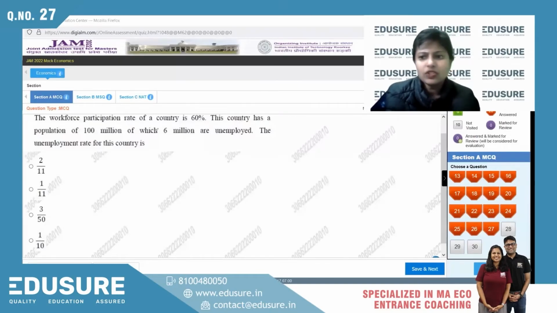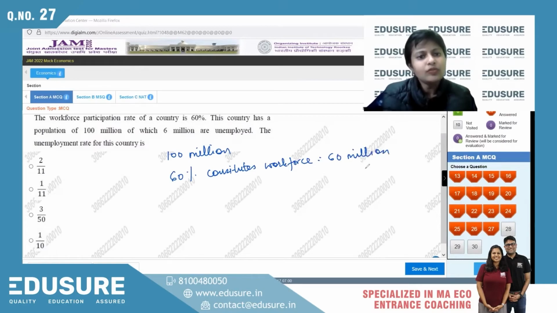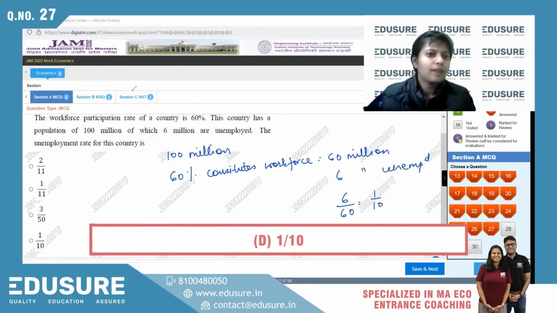The workforce participation rate, question number 28, the workforce participation rate is 60%. The country has a population of 100 million. So out of 100 million, 60% constitutes the workforce. So that means the workforce is 60 million. Now out of those, 6 million are unemployed. So the unemployment rate is going to be 6 by 60, which is going to be 1 by 10. So the answer is D, 1 by 10.